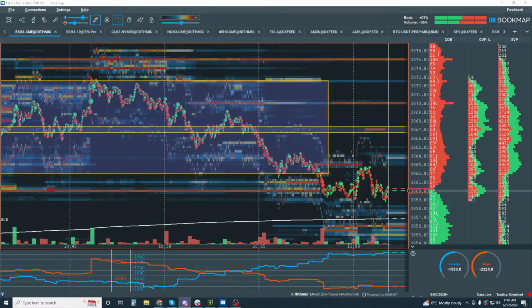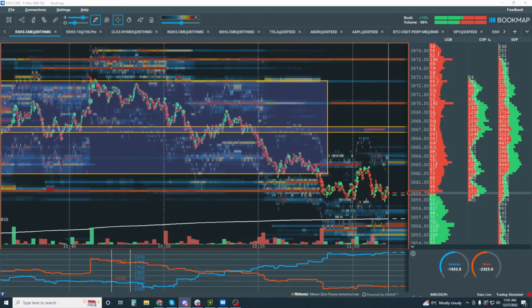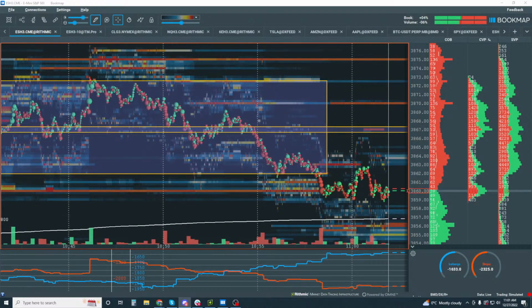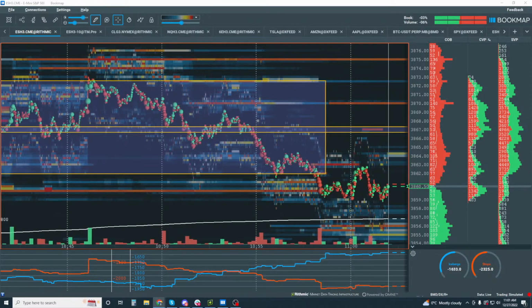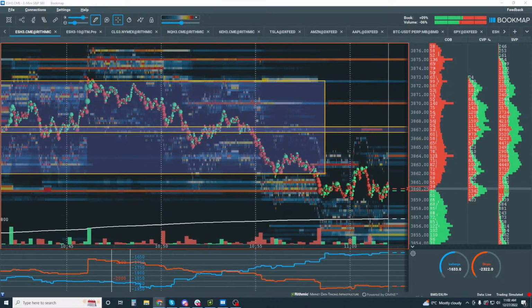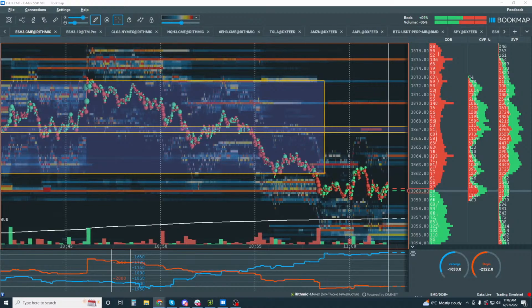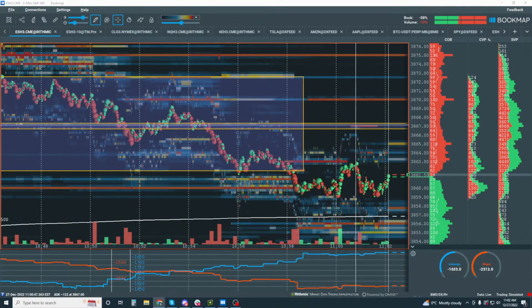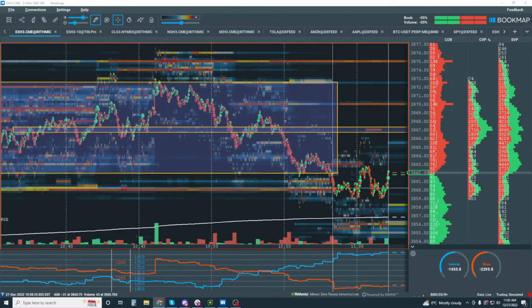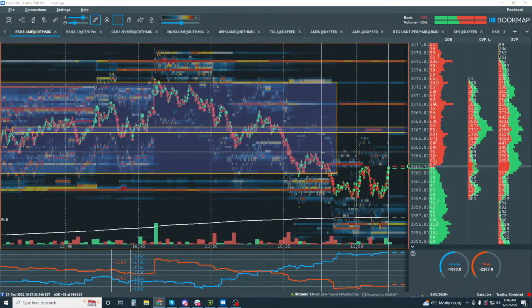If I could use either volume dots or heat map, what would I use and why? Uli, it's a great question. The answer is you really need both. You need to understand that context. And that's the magic here in Bookmap, being able to understand that.